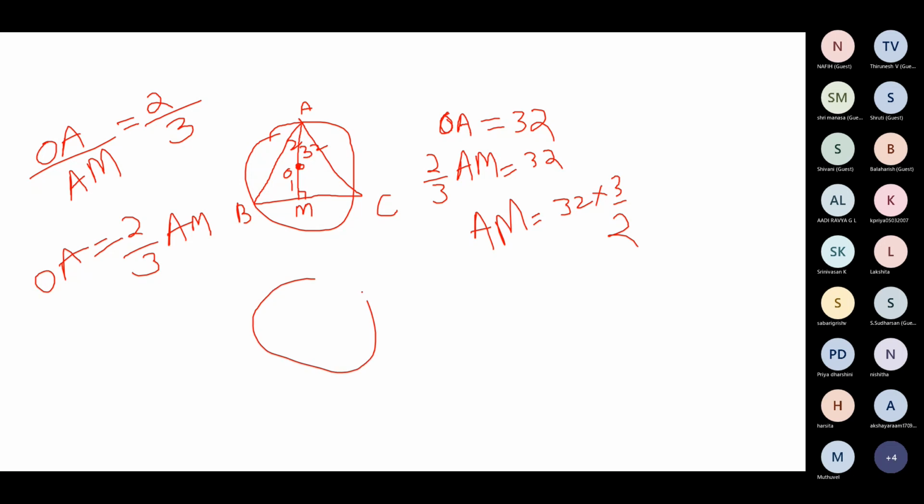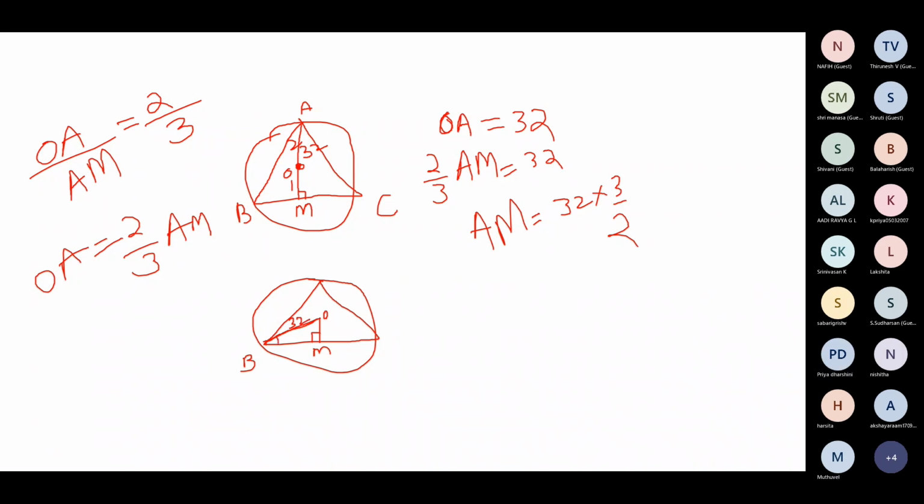You can also use trigonometry. Now, how much is OB? Tell me how much is OB? 32. OB is 32 because the radius is 32.